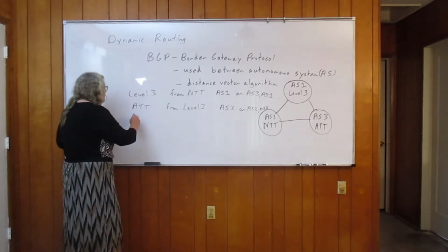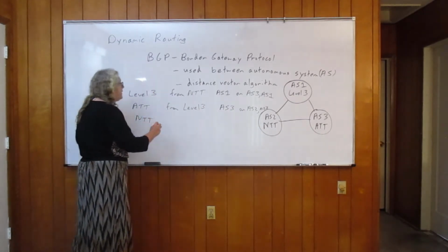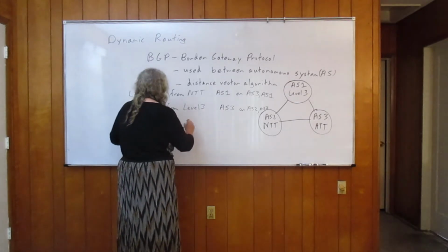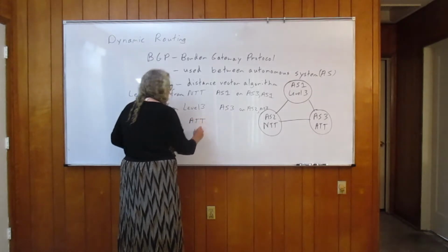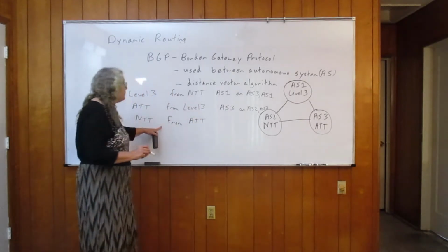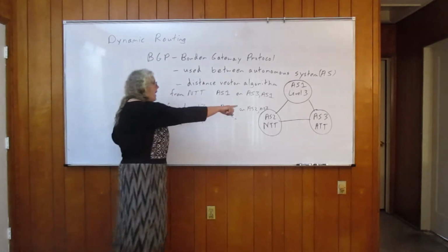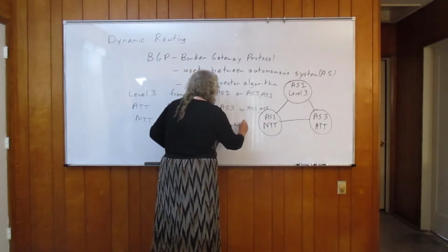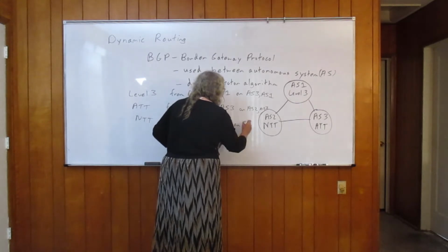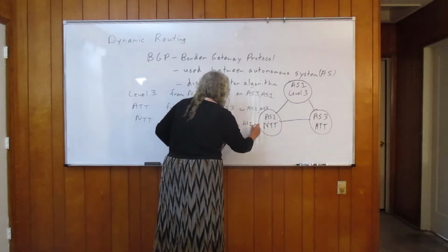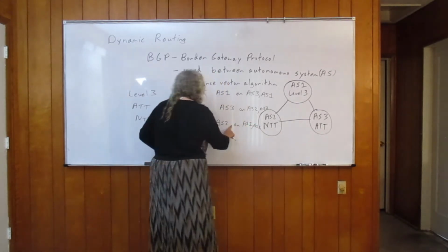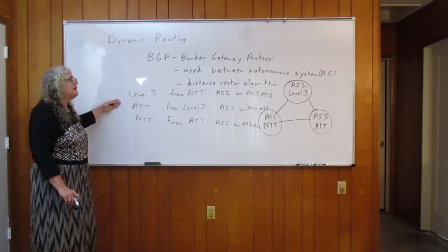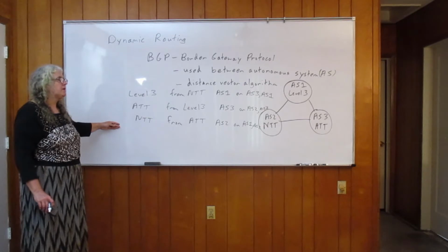Or let's say I wanted to reach Nippon Telephone and Telegraph from AT&T. So to get to Nippon Telephone and Telegraph, I could just go directly to Autonomous System 2, or I could go to Autonomous System 1 and then go to Autonomous System 2. So these are the types of routes that you would see in a Border Gateway Protocol routing table.